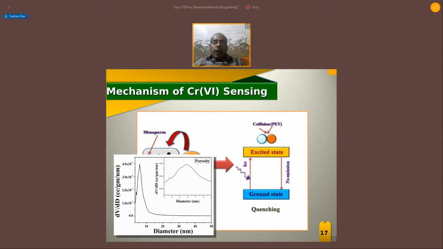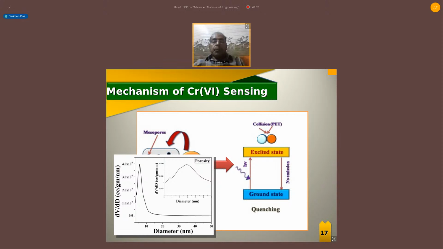Now, how is this reaction happening? Whenever we expose boehmite to 370 nanometer wavelength UV light, the charged particle goes from the ground state to the excited state, and then it returns back. When there is only boehmite, the particle returns and emits light of 430 nanometer. So we find the fluorescence property.